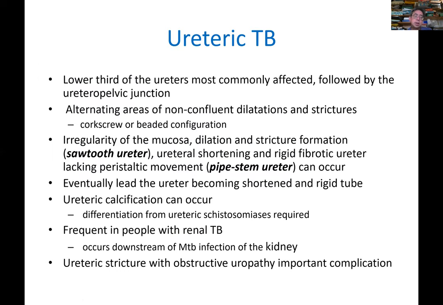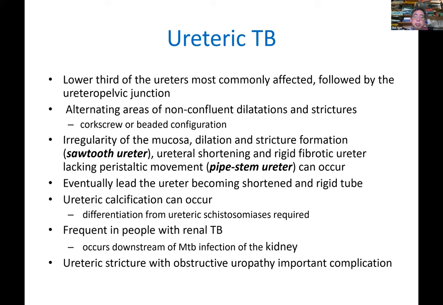The ureters are obviously the next organ along, well, organ is the wrong word, but the next structure along. And so it is said that the lower third are the commonest, followed by the uretropelvic junction. And you get these areas of stricture, which are alternating. So you get proximal dilatation and stricture formation. So a corkscrew appearance.